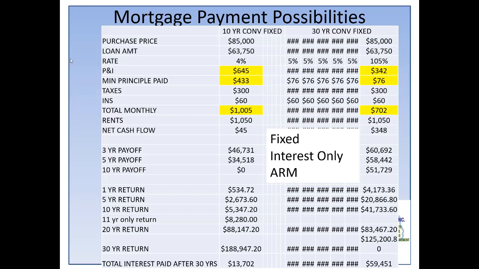What I like to show people here is the principal reduction on a 10-year versus a 30-year. Look how much more principal reduction you have here. Now, obviously the monthly payments are going to be a lot higher on the 10-year, and I've financed properties for 10 years, held them for 3 or 4 years, refied them into 30-year notes, and had the principal and interest reduced so much that they turn into just cash cows.